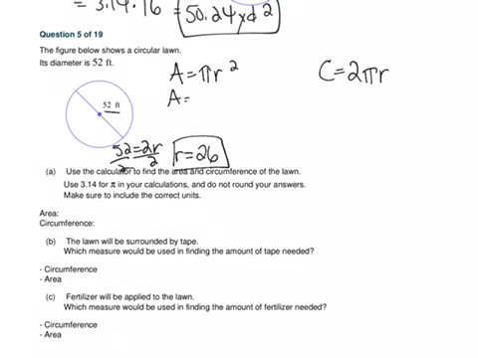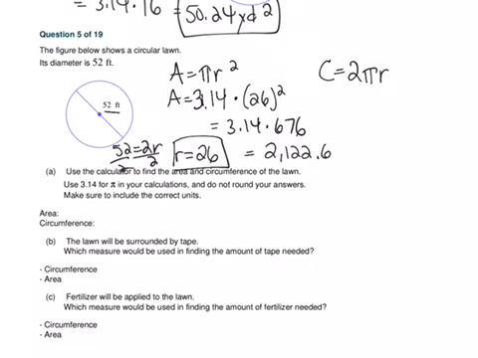So we have the area of the circle is, I'm going to call it 3.14 times 26 squared. 26 squared is 26 times 26, which is 676. So you have 3.14 times 676. And if we multiply that out, we get that the area is 2,122.64 feet squared. So there's your area.